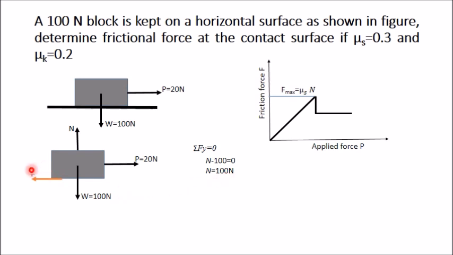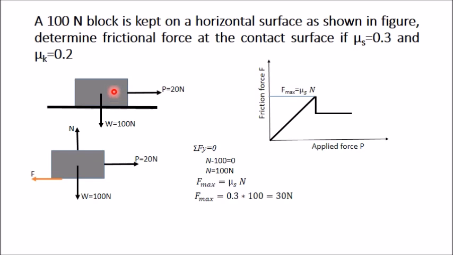Now maximum value of friction force that can be obtained is static friction into normal reaction. So maximum value of friction force is μs into N. Value of μs is given 0.3, and normal reaction you have calculated 100 Newton, so you will get maximum friction force as 30 Newton. Now you can see that applied force P is less than the maximum value of friction force. So this block is in equilibrium.